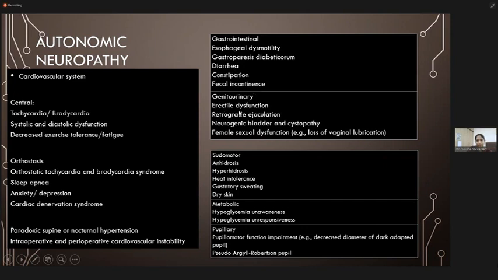The genitourinary complaints are erectile dysfunction and female sexual dysfunction, and also neurogenic bladder and cystopathy, which is regularly seen. The other complaints, as I told you, are failure of the sweat regulation, the pseudomotor function, with anhidrosis or hyperhidrosis, heat intolerance, gustatory sweating, and dry skin. The pupillary fibers can also be affected, where there could be a pseudo-Argyll Robertson pupil, and there is a failure of the pupil to contract or relax on exposure to light changes. That will lead to symptoms of blurring of vision. So these are the protean manifestations of autonomic neuropathy.